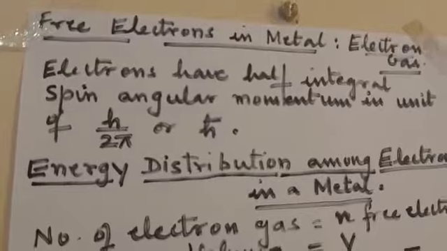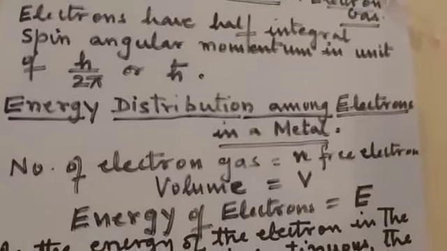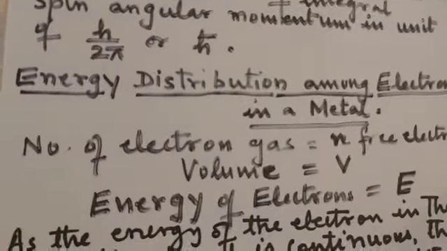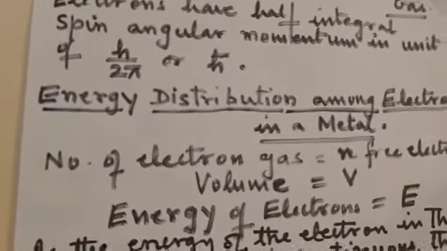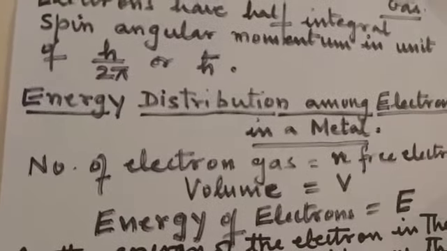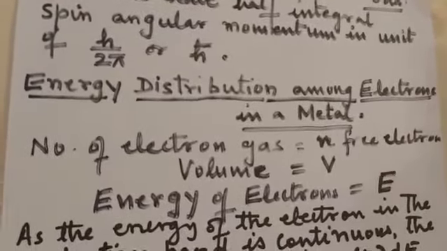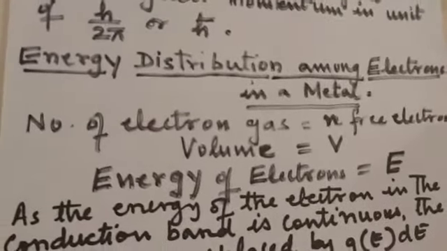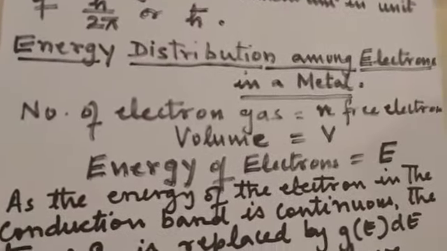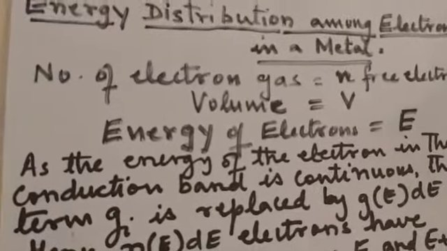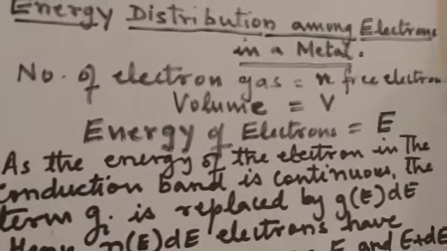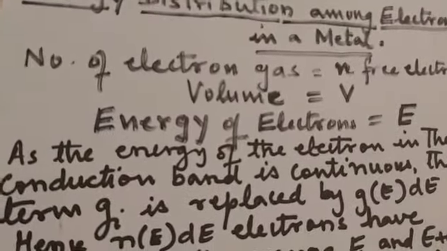So now we come to the energy distribution among electrons in a metal. Now consider an electron gas. They have n free electrons and it is contained in a metallic container whose volume is V, and the total energy of the electrons is equal to E.